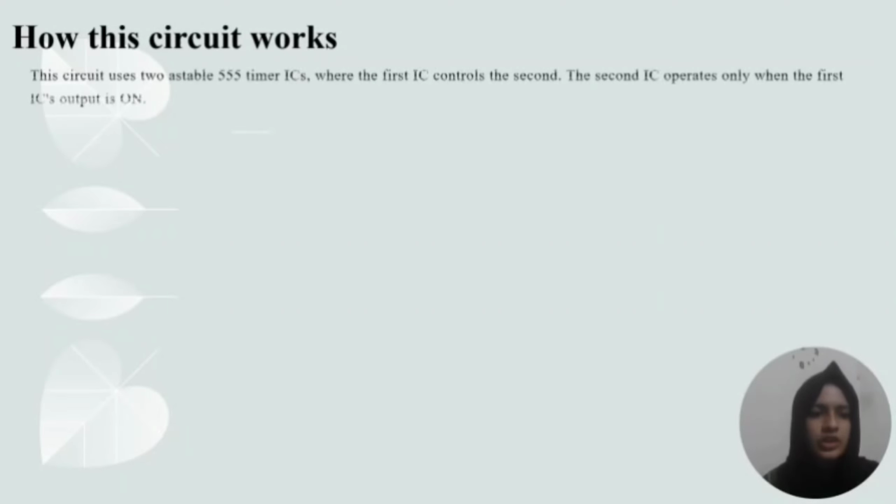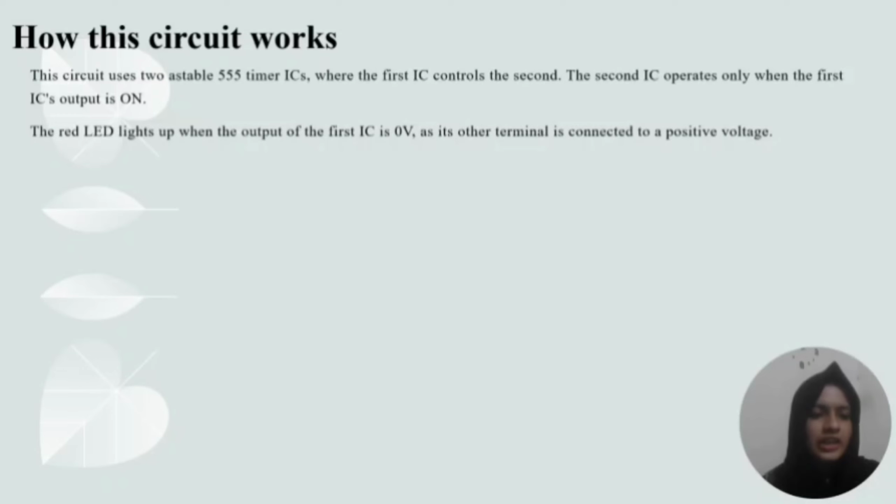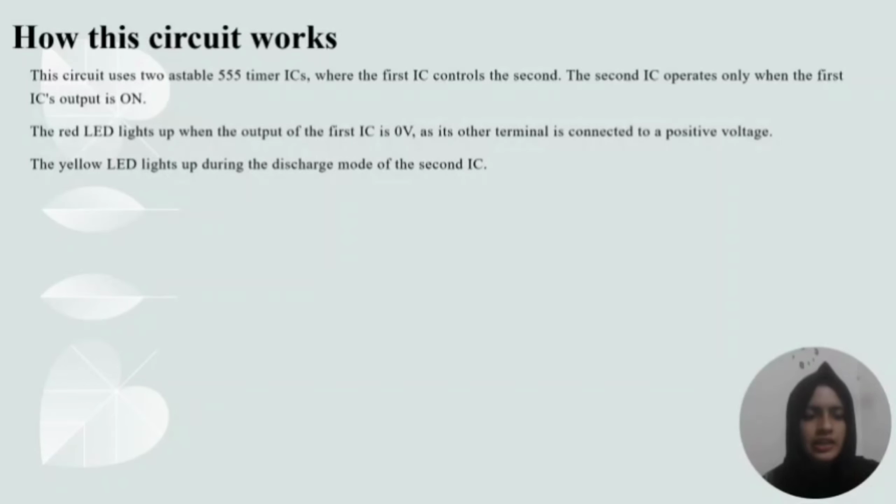Now I am going to explain how this circuit works. The circuit uses two 555 timer ICs where the first IC controls the second. The second IC operates only when the first IC's output is 1. The red LED lights up when the output of the first IC is 0 volt, as its other terminal is connected to a positive voltage. The yellow LED lights up during the discharge mode of the second IC. The green LED lights up when the second IC's output is positive voltage.